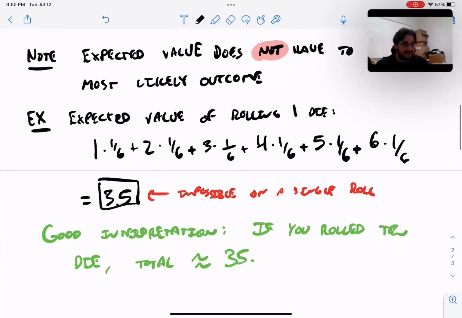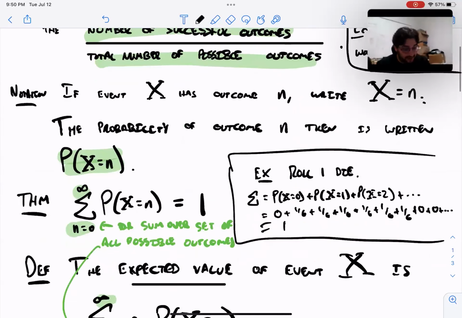Think of it as, if you repeat the event, it tells you what's going on in the long term, what's the average contribution of each attempt, right? So, okay, so that's expected value. And so it's probability, expected value.